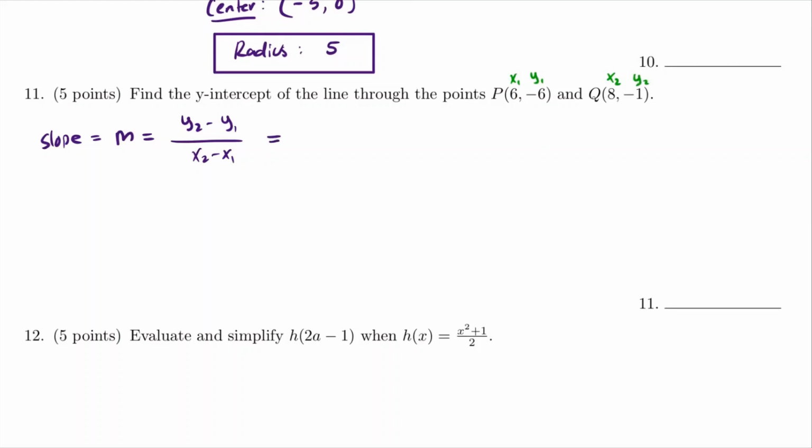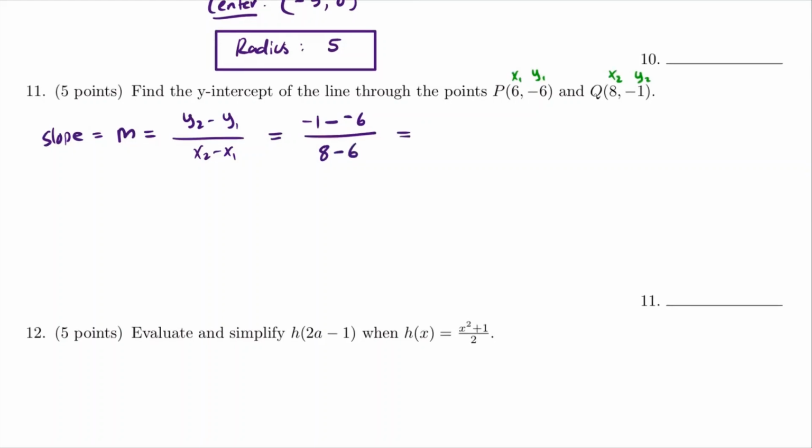So you'll have y2, that's -1, minus y1, that's -6, all over x2, that's 8 minus 6. So this will give you -1 plus 6 over 8 minus 6, that's 2. And negative 1 plus 6, that's 5 over 2. So that is our slope.